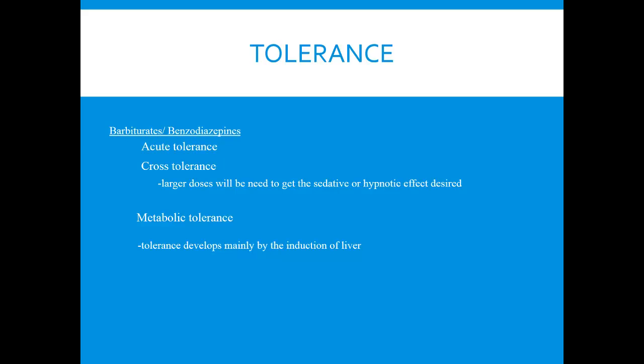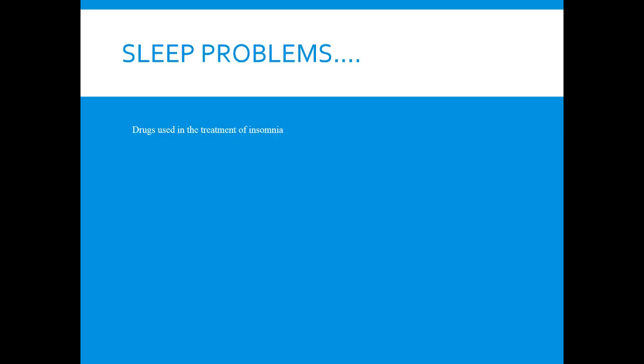That means you're going to need larger doses to get a sedative hypnotic effect if we're talking about the barbiturates here. And then of course metabolic tolerance is associated with these drugs when individuals are taking large amounts for extended periods of time because of increased production of enzymes, enzyme induction. So the individual's body is able to metabolize or break down those drugs faster, which means that they're going to require more to get the desired effects.